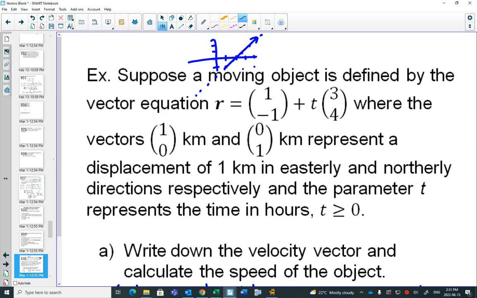Now, if you went 3 in your x direction and 4 in your y direction in 1 unit of time, because when t is 1, that's what's happening. You're going 3 to the right and 4 up. A squared plus b squared equals c squared would say that you're going 5 units in that time. Since the units are in kilometers and time is in hours, you've gone 5 kilometers in 1 hour. What's your speed? 5 kilometers an hour.